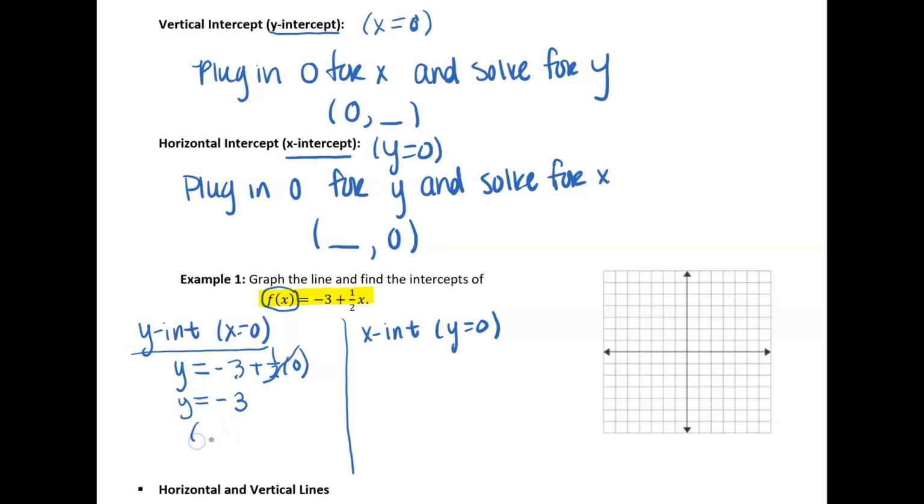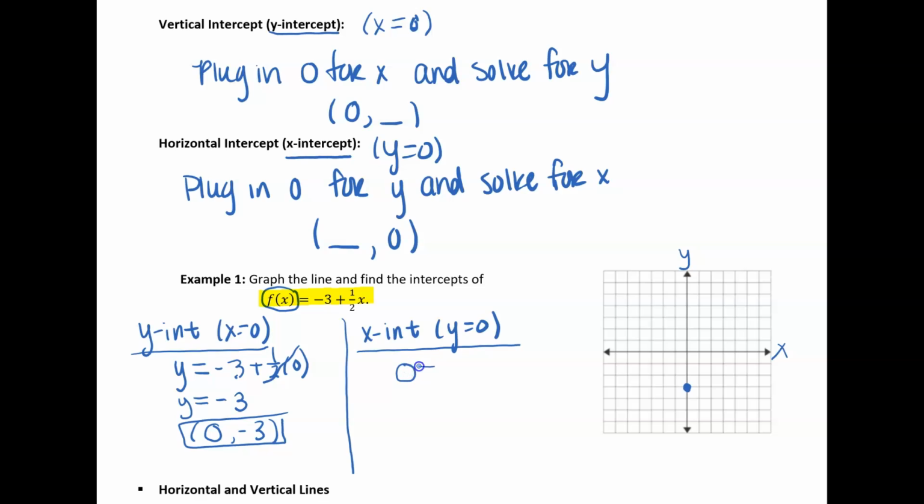Again, I always want to write that as an ordered pair. We plugged in 0 for x, we got -3 for y, so this right here would be my y-intercept. Over here on my graph, it would mean this point right here. Remember, this is your y-axis, this is our x-axis, and we're going to plot that. Now to find our x-intercept, we're going to have to plug in 0 for y.